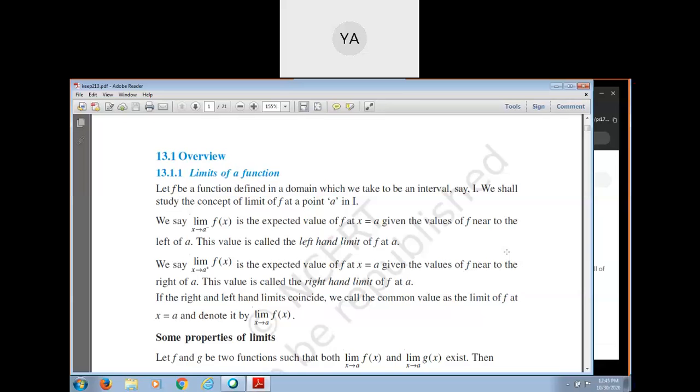Yes, Yasmin, do you understand the concept of left hand limit and right hand limit? Yes, ma'am. Okay then, when x approaches a from the right side, their functional value is called what?